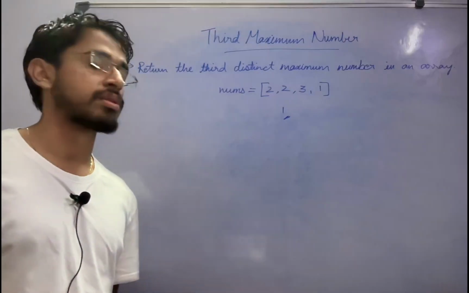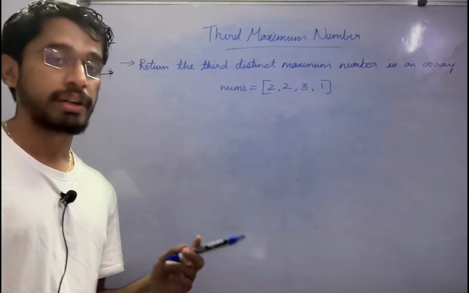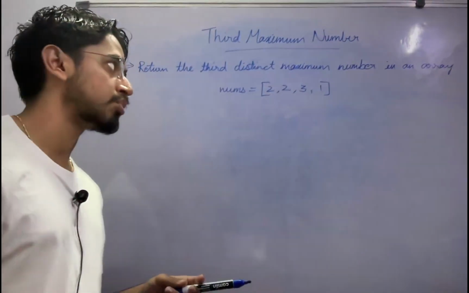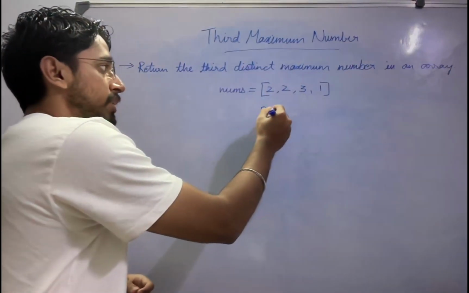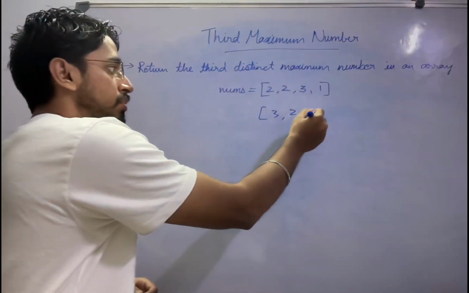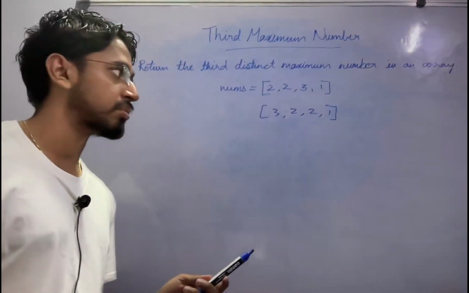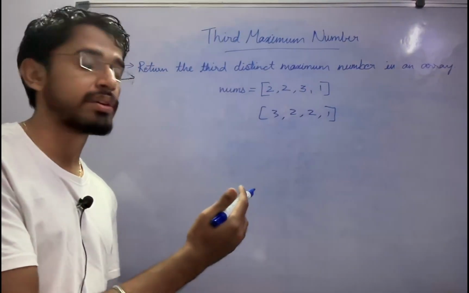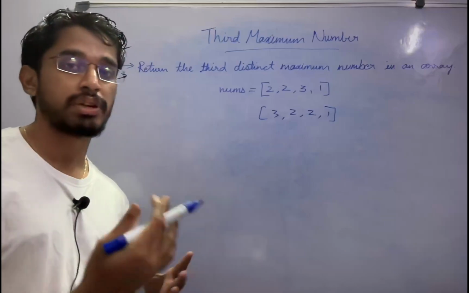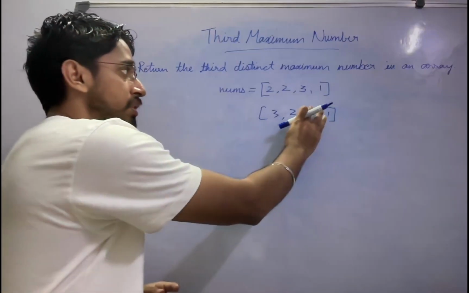So how do we solve this? What we could do is sort the array in reverse order. If I sort the array, it would be 3, 2, 2 and 1. Since we also need to account for the duplicates, instead we can create a set. A set, as you know, does not include duplicates, so this 2 doesn't exist.